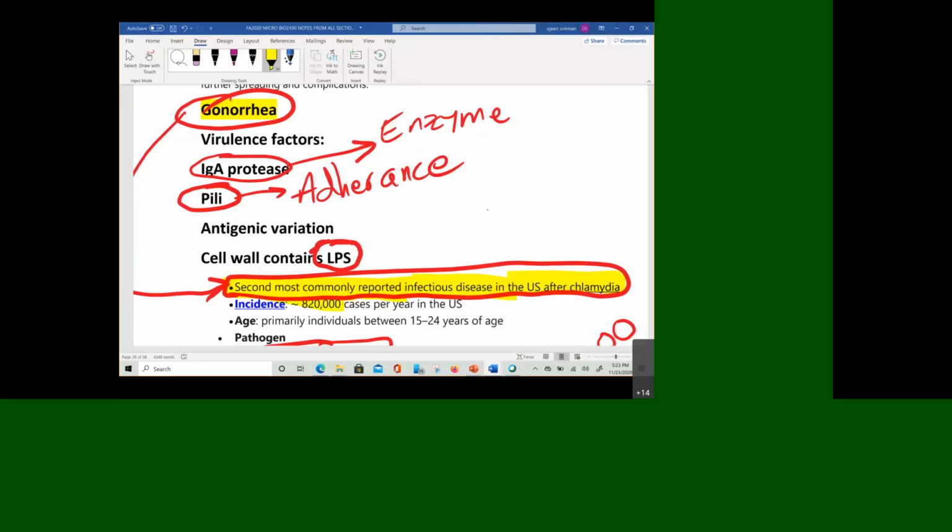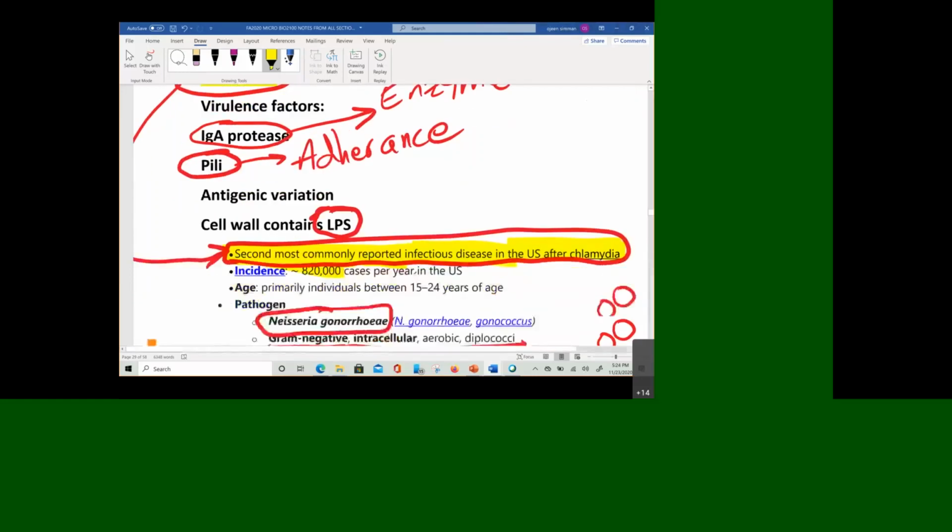Important virulence factors for gonorrhea: First, it uses pili to adhere to the epithelial mucosa. It has IgA protease enzyme, which cleaves the immunoglobulin A in the mucosa-lined tracts. Now, the organism that causes gonorrhea is called Neisseria gonorrhoeae, which is a gram-negative bacteria. And because it's gram-negative, like all gram-negatives, the cell wall has lipopolysaccharide.